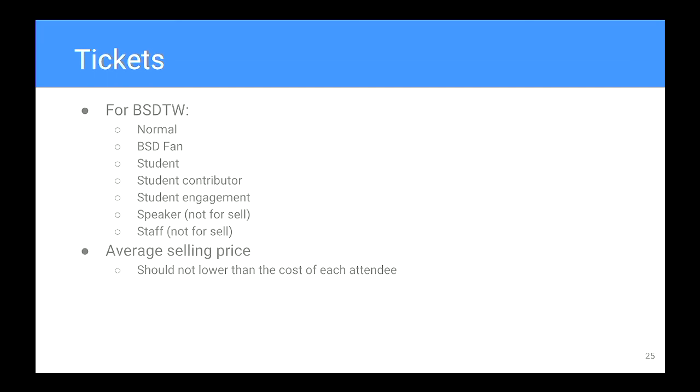And for speakers and the staff, those types of tickets are not for sale. But remember, those kinds of people will also be included in your variable cost. So you need to calculate the average selling price, and make sure this average selling price is not lower than the cost of each attendee. Yeah, it's very important to keep the balance.